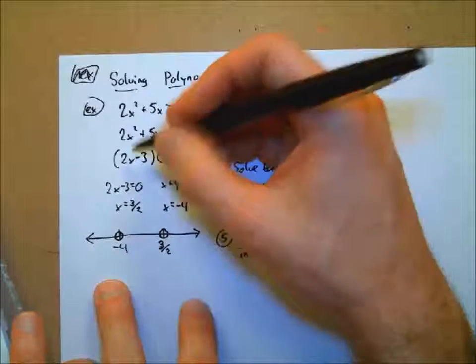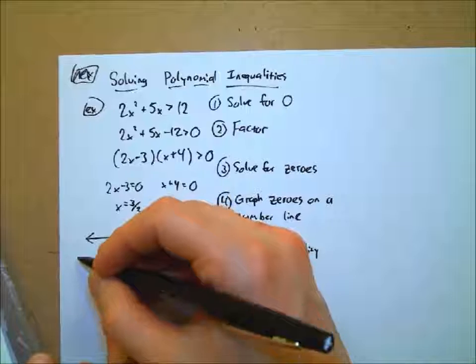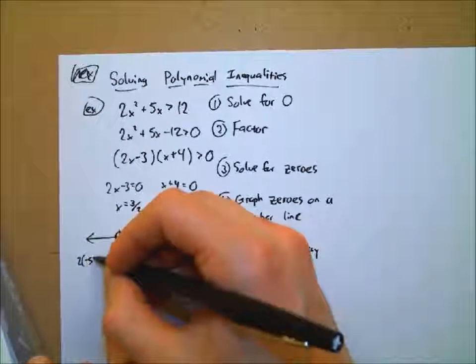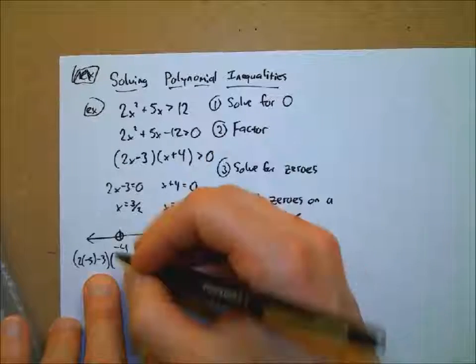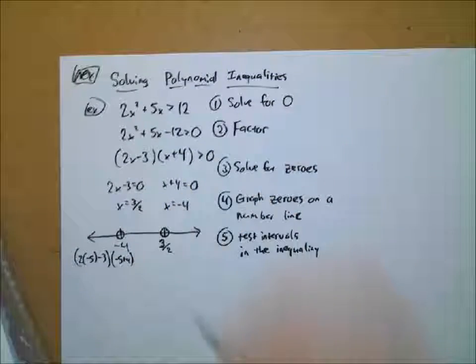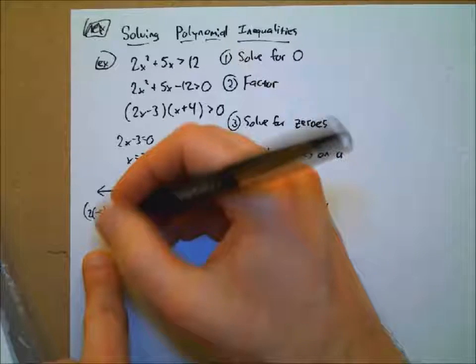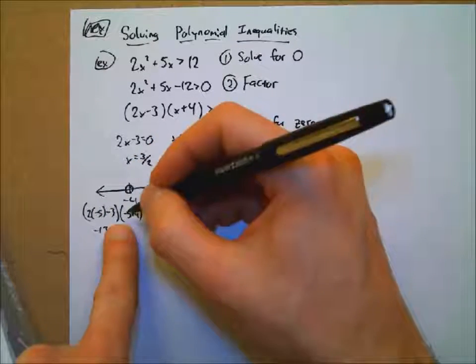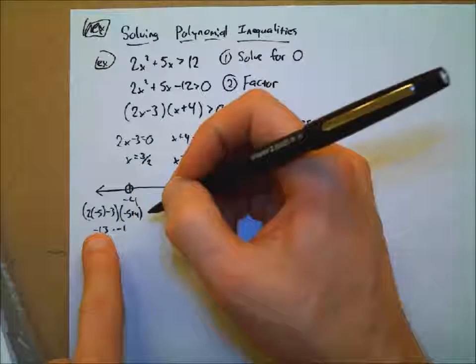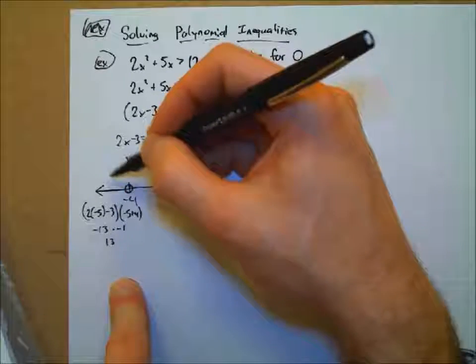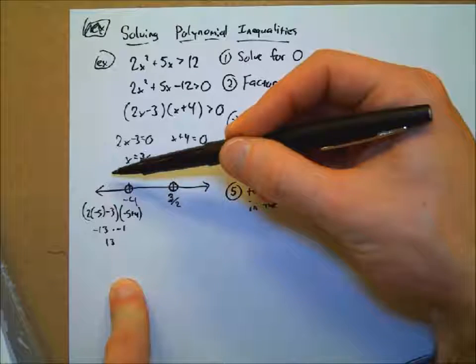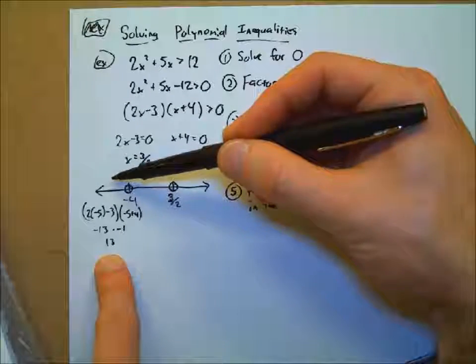So negative 5. I'll do this one more explicitly since we're doing this for the first time. So 2 times negative 5 minus 3, and then negative 5 plus 4. 2 times negative 5 is negative 10, minus 3 is negative 13. Negative 5 plus 4 is negative 1. Negative 13 times negative 1 is positive 13. So this interval is positive. This interval has a positive 13 in it. Is that greater than 0?